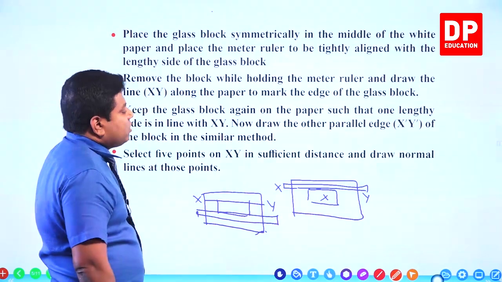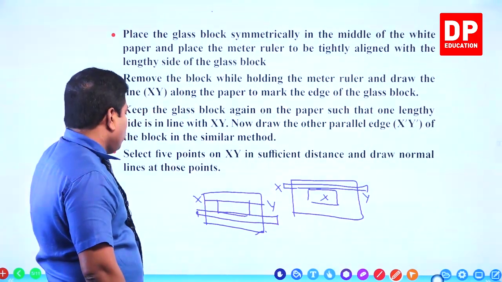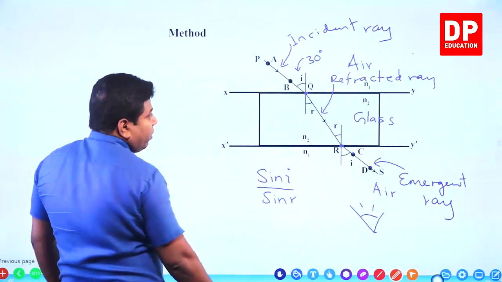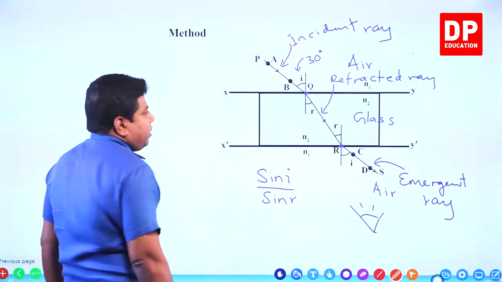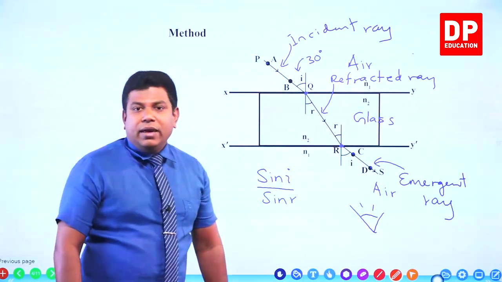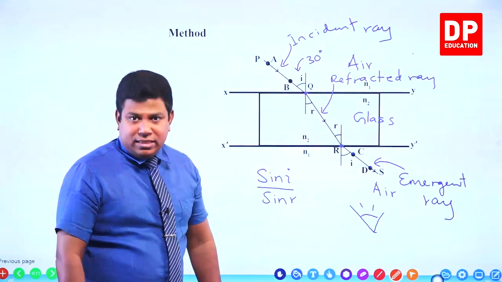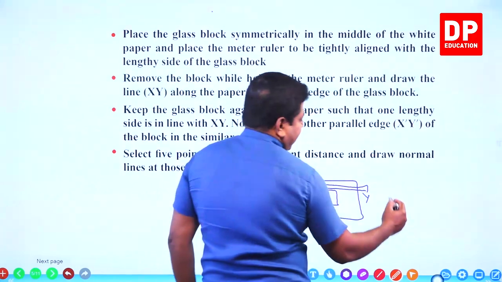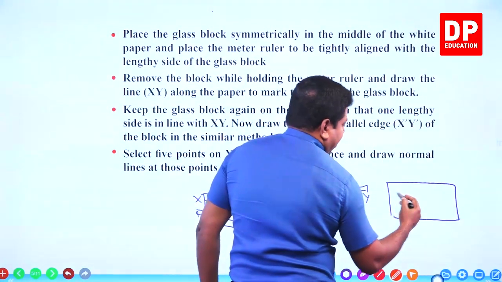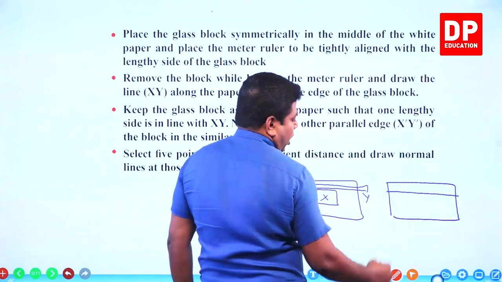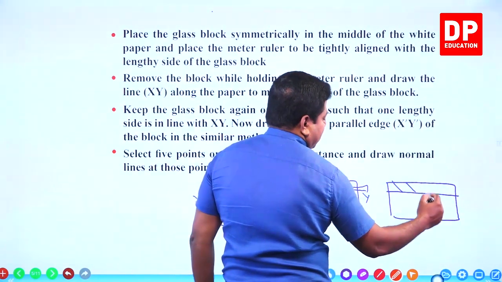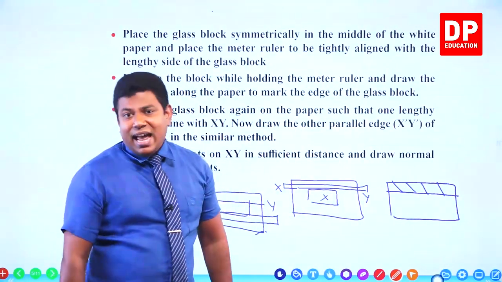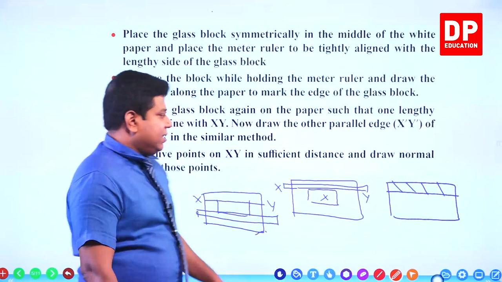Select 5 points on XY in sufficient distance and draw normal lines at those points. What is the meaning of that? I told you, we are going to repeat this experiment for different I values, different angles of incidence. That's why we have taken the paper and drawn this line along its entire length. Now what will I do? I will be drawing different incident lines at different angles. That's what it says.